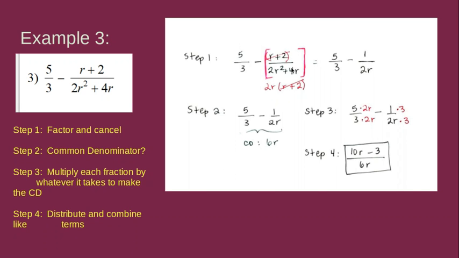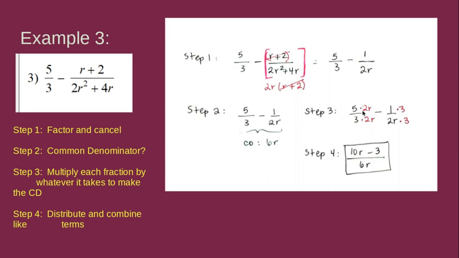Yep. Okay, that r plus 2 is wrapped in a set of parentheses. I could throw r plus 2 in the numerator in a set of parentheses, and then those would cancel. What's my problem now? Well, it's 5 over 3 minus 1 over 2r. All right, step 2, common denominator, pretty straightforward, 6r.